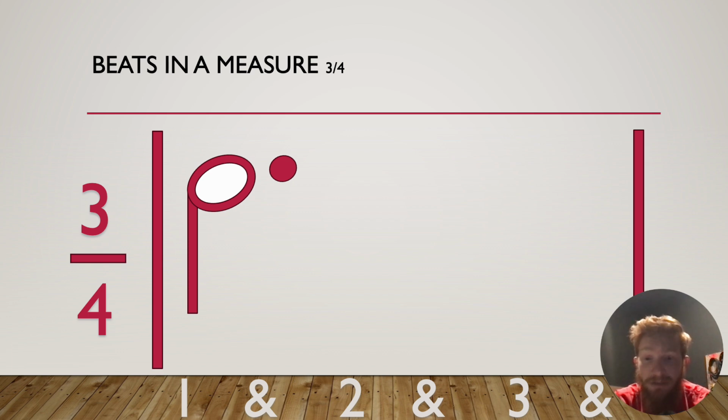1, 2, 3, 1, 2, 3. At some point, it's just too fast to think of all 3 of the beats in that measure. So we simplify it to 1, where it can feel like this. 1, 1, 1, 2, 3, 1, 2, 3.